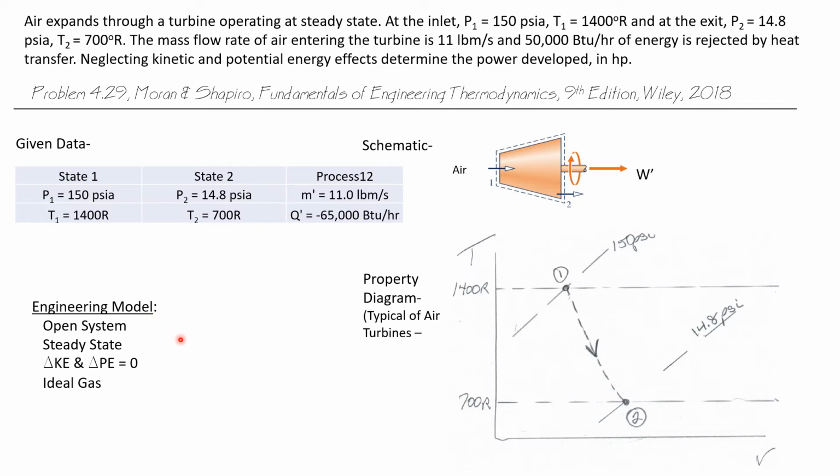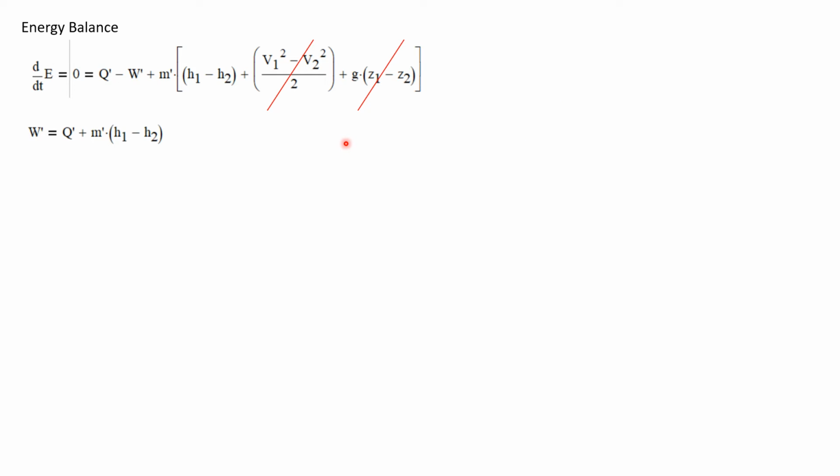We're going to model this as an open system operating at steady state. We'll ignore kinetic and potential energy effects as being insignificant. And we're going to treat the air as an ideal gas. Let's calculate the power output of this turbine in horsepower. This is a fairly simple problem.